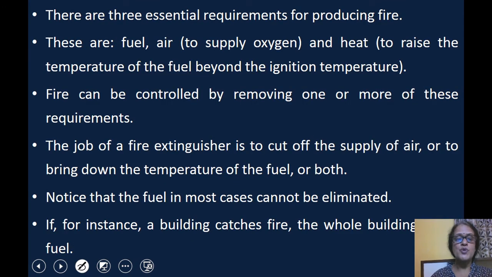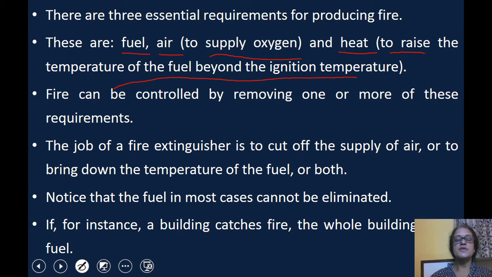Now, one more point I want to discuss here, children. Just now we have seen that there are three requirements for producing fire. What are these three requirements? These three requirements are fuel. Second requirement is air to supply oxygen, because oxygen is essential for combustion, and from where oxygen is supplied? From air only. And the third point is heat. What is the purpose of heat? The purpose of heat is to raise the temperature of the fuel beyond its ignition temperature.